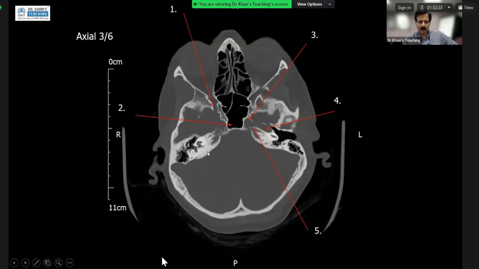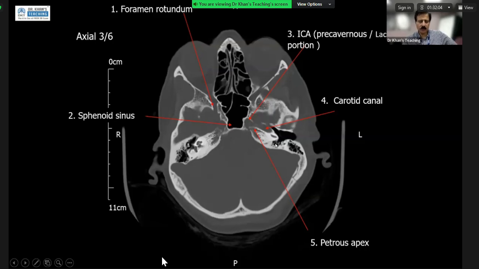Rotundum. And what is number 3? So this thing here, carotid. Okay. So now, key point to remember here is that this is rotundum. Superior orbital fissure, slightly more superior, right?